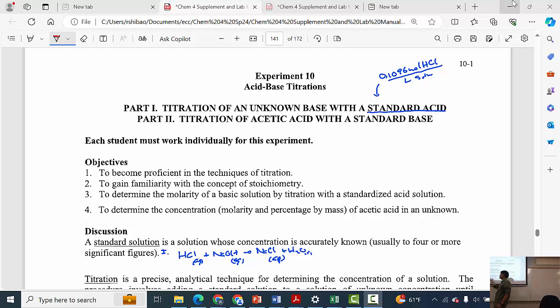A lot of reactions we do have excess reagent, limiting reagent. In a titration, we don't want excess reagent. We don't want limiting reagent. We just want the correct amount of all the reagents.